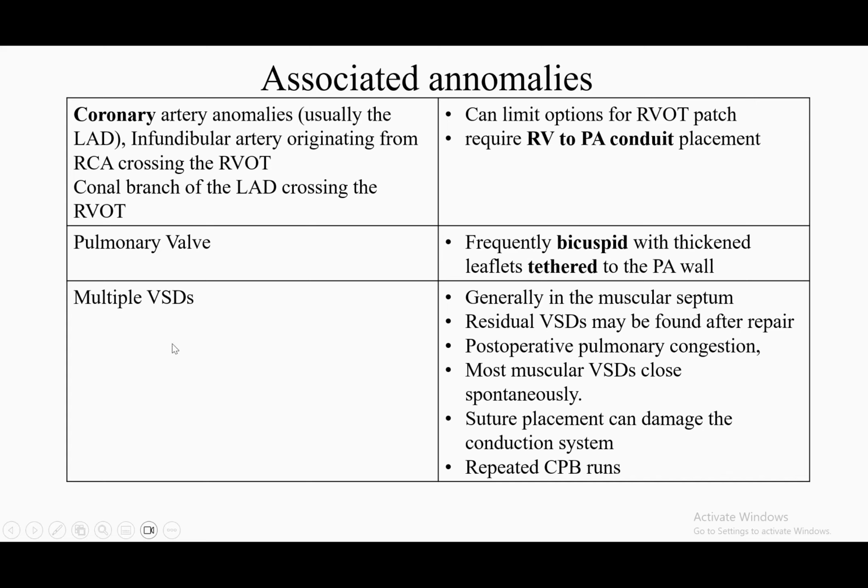So sometimes the presence of multiple VSDs that are large and would cause significant hemodynamic effect or post-operative pulmonary congestion renders this patient non-operative. The single ventricle pathway is tried until they close spontaneously or the patient grows up or we find some other solution. Otherwise, a shunt or a Glenn is the temporary solution for this problem.